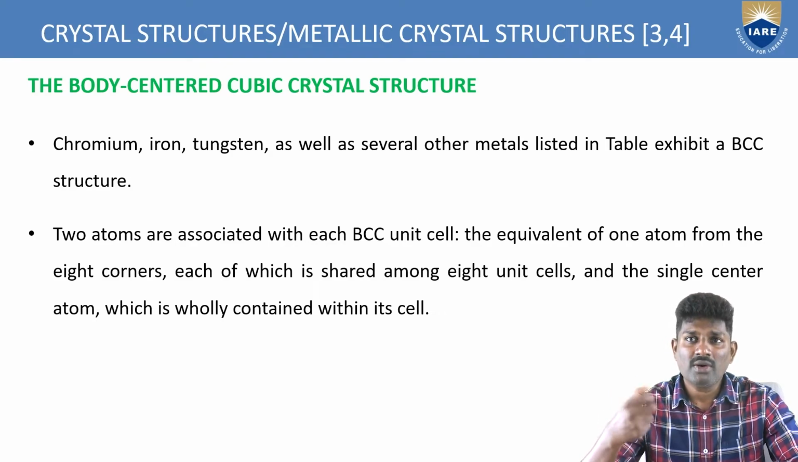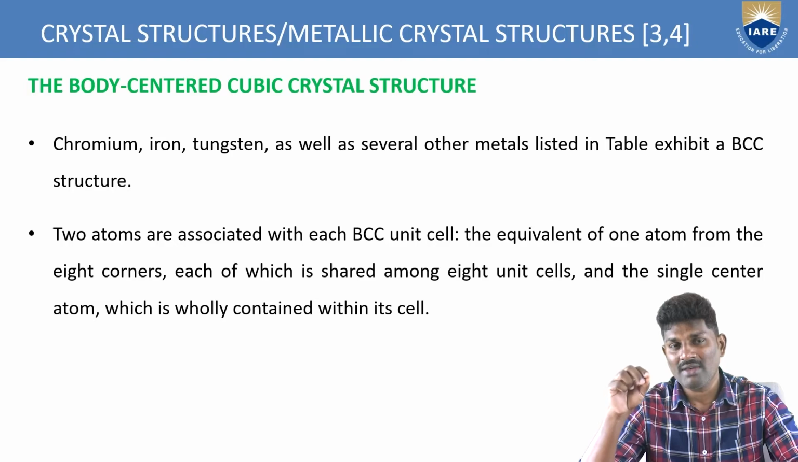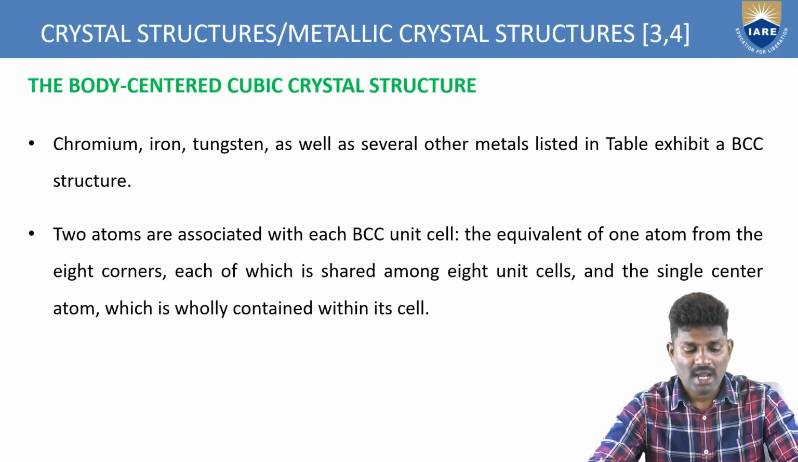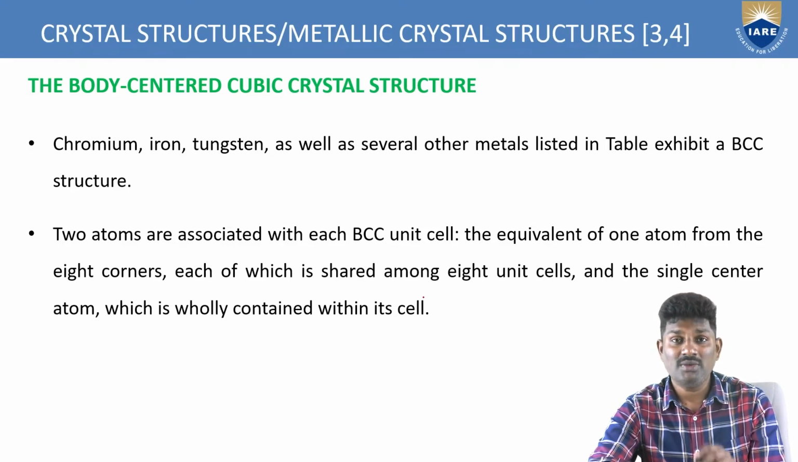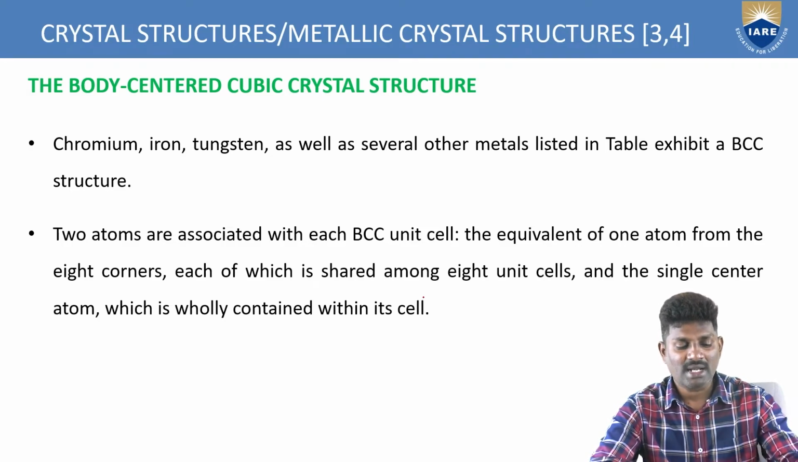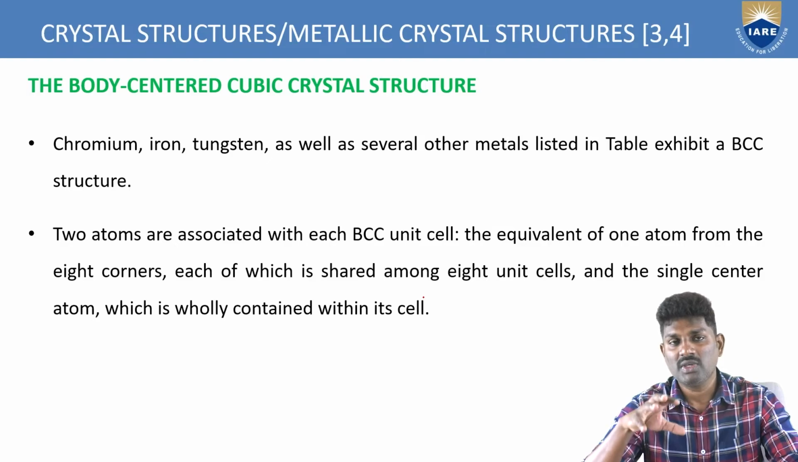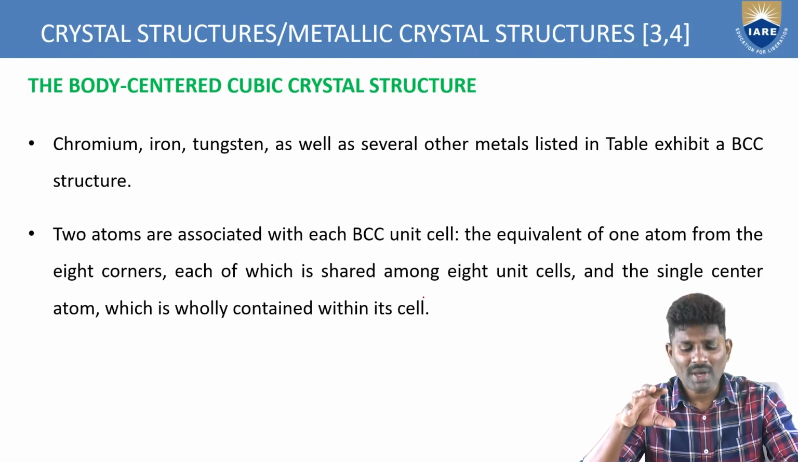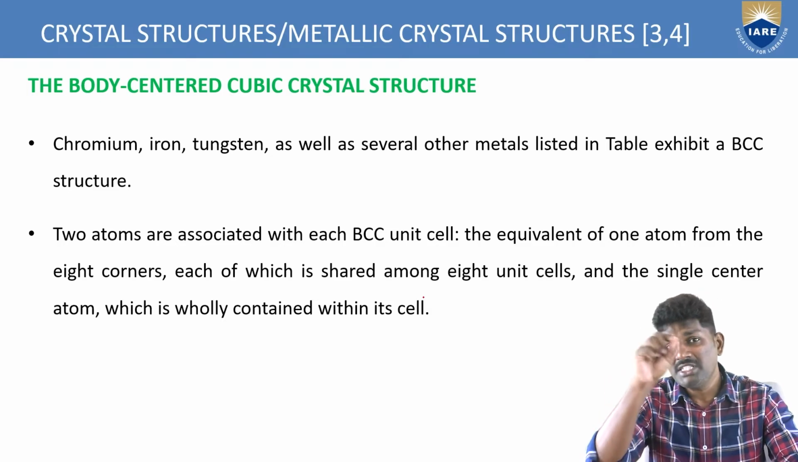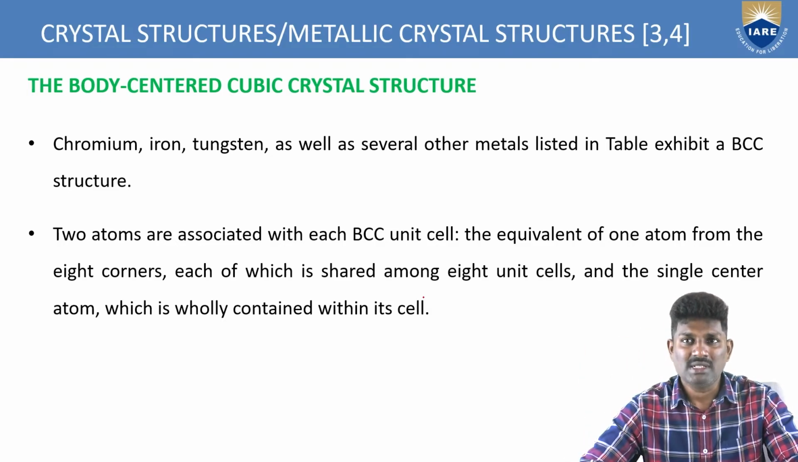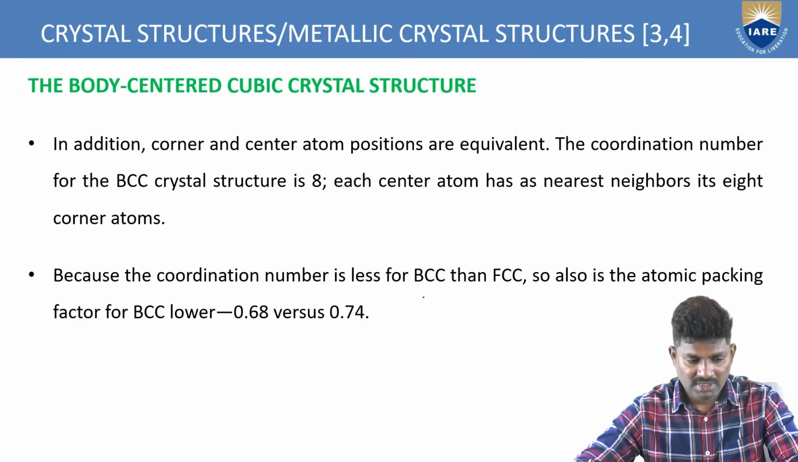Again, how do we find out how many atoms there are? Here we see one equivalent of 1 atom from 8 corners. So from each of the 8 corners you have a small unit of an atom, and each of these is shared among the 8 unit cells, and the single center atom is wholly contained within the unit cell. So you have a single atom at the center, and also you have one equivalent atom at the 8 corners of the unit cell. So this is the arrangement of the BCC structure.